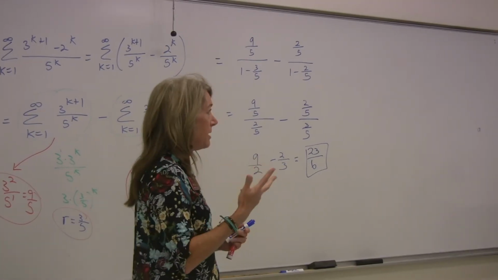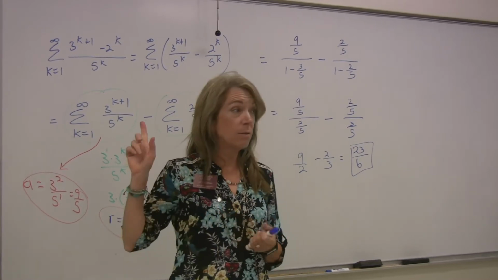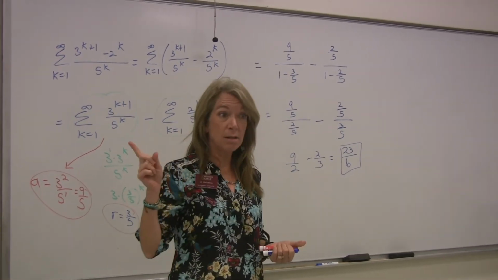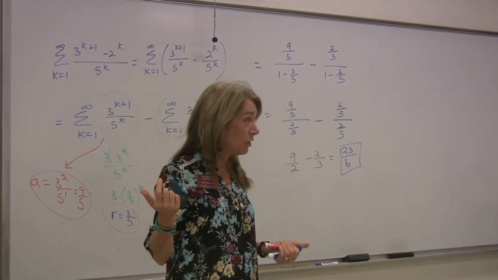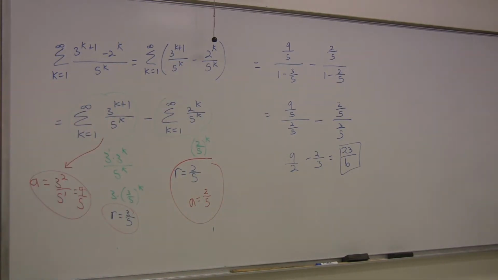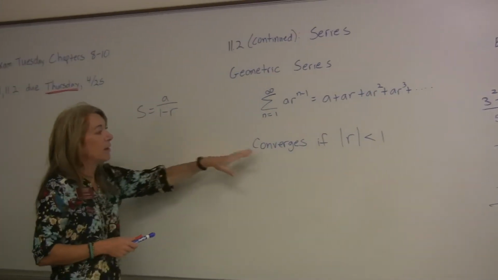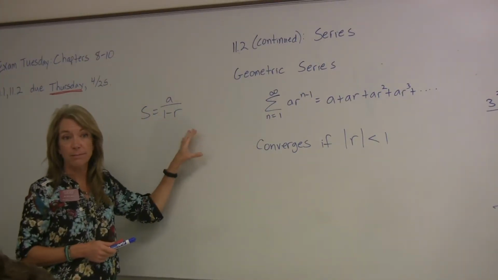Okay, so there's 3 big takeaways you're going to take away from today on 11.2. One of them is knowing what a geometric series is, and knowing whether or not it converges, and knowing how to find its sum. That's all one. So that's what we've been doing, right? We've been recognizing the common ratio, knowing it converges, and finding the sum.